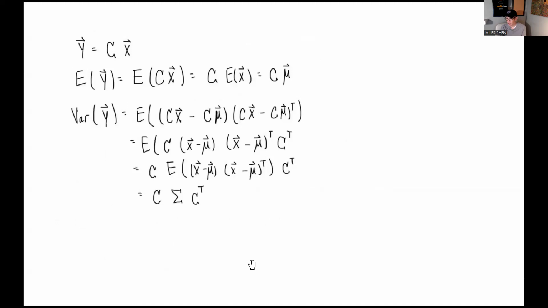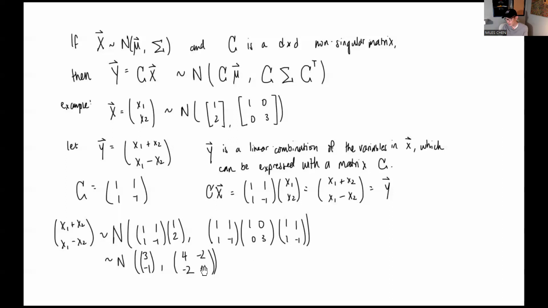Okay, this is just a little bit of proof or derivation showing that relationship. What's the expected value of Y? Y is defined as C times X. It'll be the expected value of C times X, which is just C times the expected value of X. Expected value of X is mu, so it's C times mu, so no surprise there.